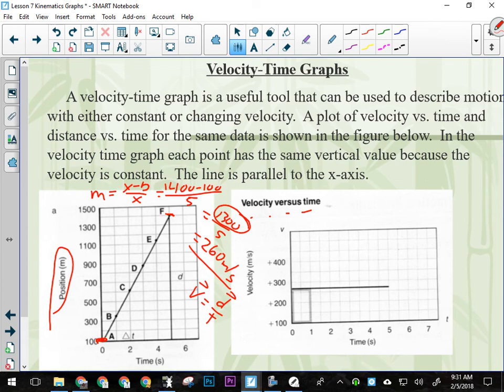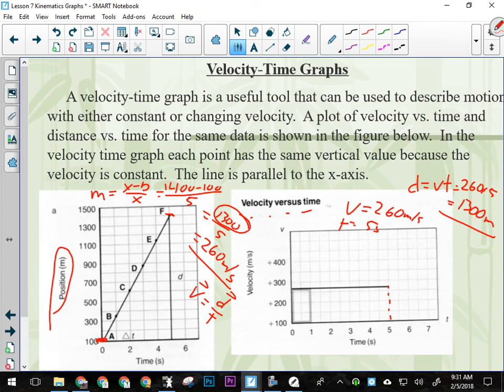Can I do that same calculation on this graph? I know the velocity, it's 260 meters per second. I know the time is 5 seconds. Can I use v equals d over t for that? Yeah. 260 times 5 should be 1300. Did I essentially then just calculate the area of this rectangle?